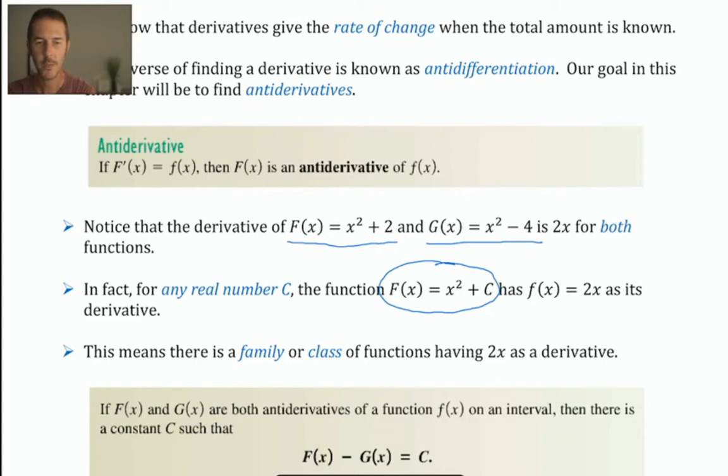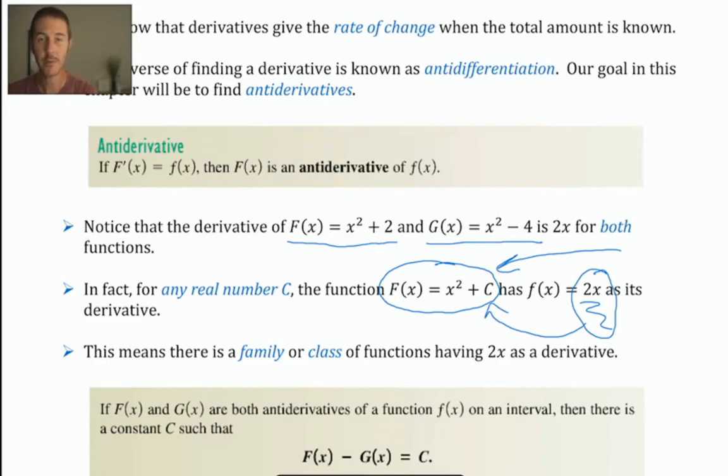So the bullet that comes after that, where it says this means there is a family or class of functions having 2x as the derivative, means that we would need additional information in order to figure out whether it's supposed to be x squared plus 2 or x squared minus 4 or plus 1,000,000 or whatever. Indeed, the derivative of this function, x squared plus C, is 2x, regardless of what the constant value is. So in order to take the antiderivative of 2x and arrive at a specific function where we know what the C value is, we would need some additional information.